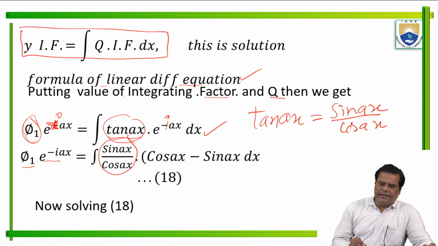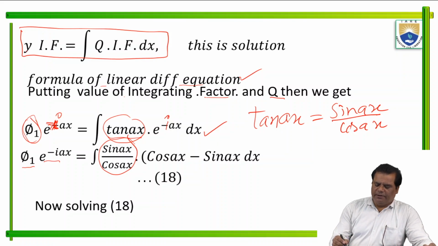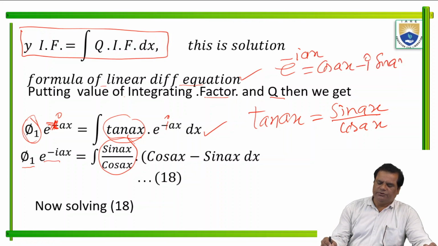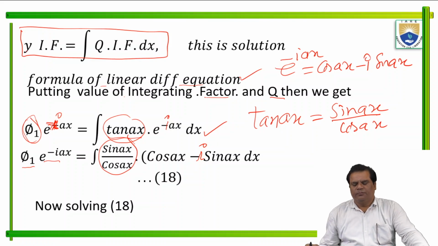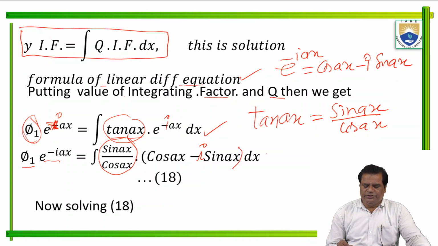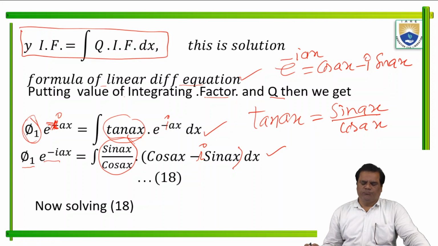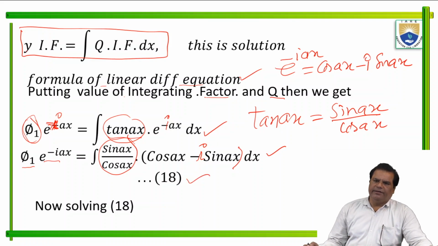And e to the power minus iax, the formula of this is cos ax minus i sin ax. So this is the formula here. So I am writing here i sin ax, and bracket close, this is dx. So this is equation number 18.